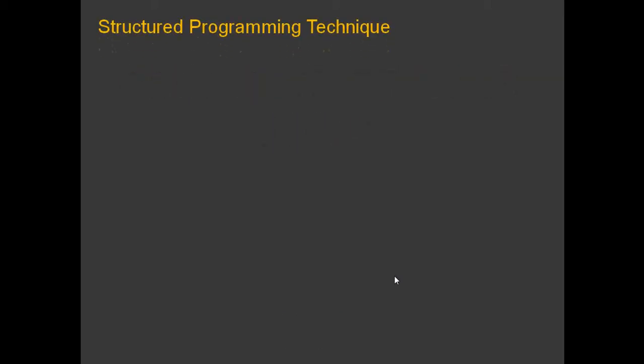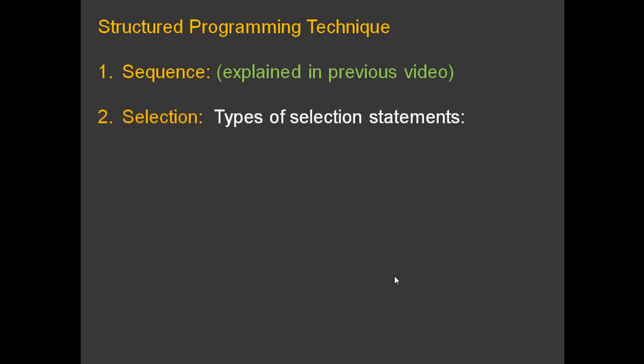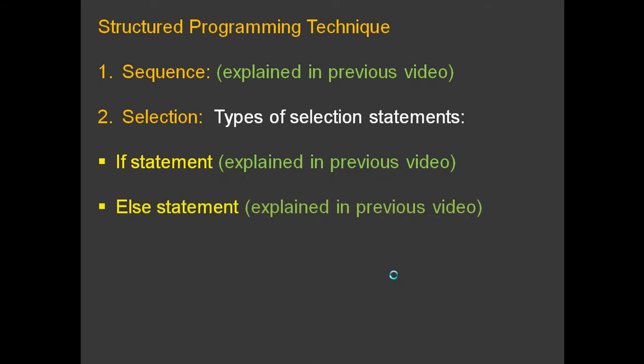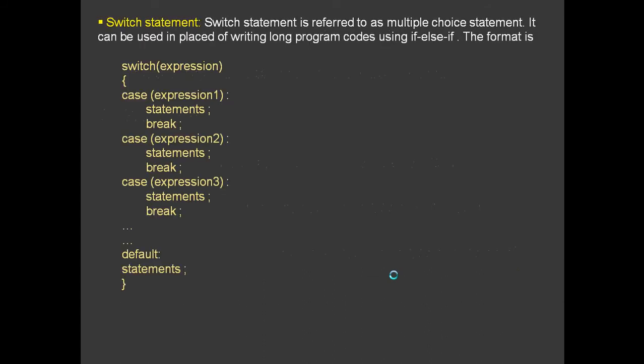So in the last video we discussed the structured programming techniques, that is sequence, which was explained in the previous video. Under selection we saw the if statement, the else statement, and then the nested if statement. So today we shall discuss the switch statement, that is also a part of the selection structure. So what is a switch statement?